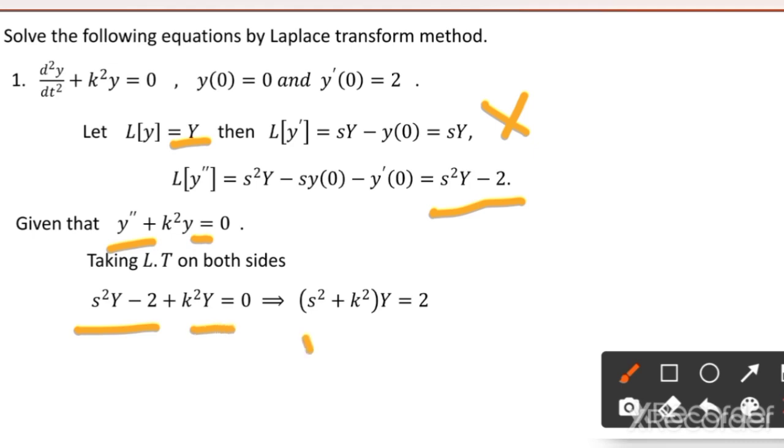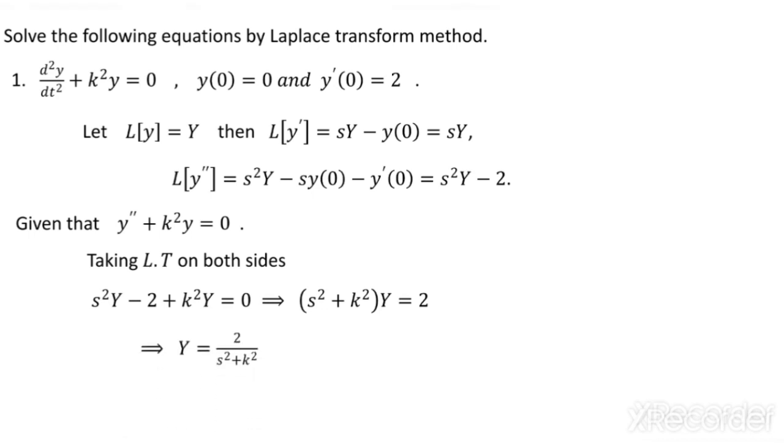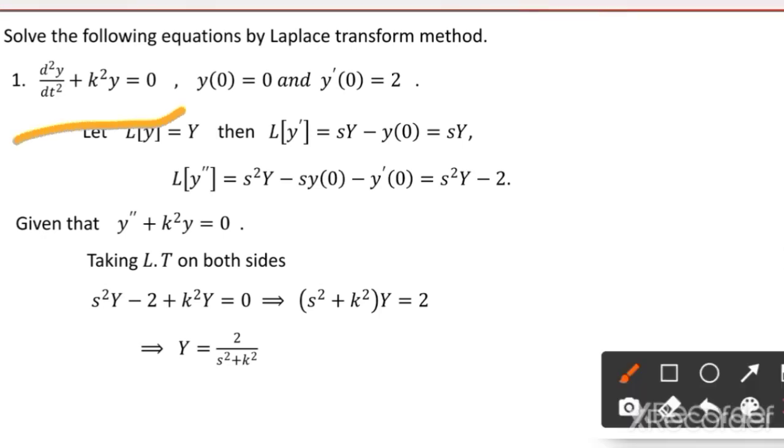So the expression involving Y, that is s square plus k square times Y, is on one side, and the rest, free from capital Y, that is the 2, we have taken to the right side. So what is Y of s? Y of s is equal to 2 by s square plus k square. From this Y of s I need to get y of t, a function of t, which is the solution for this linear differential equation. How do we get y of t?